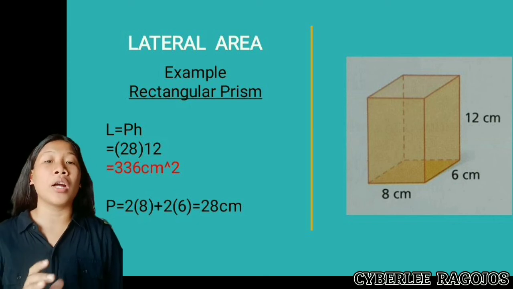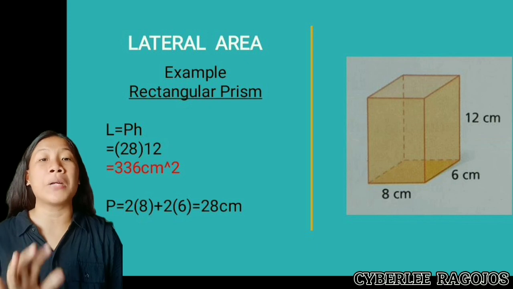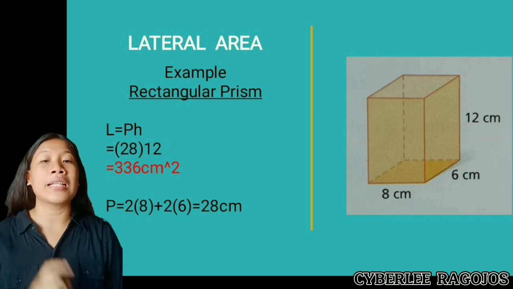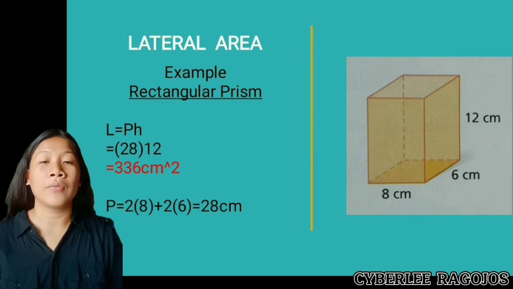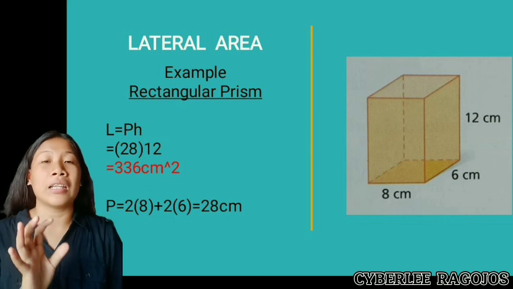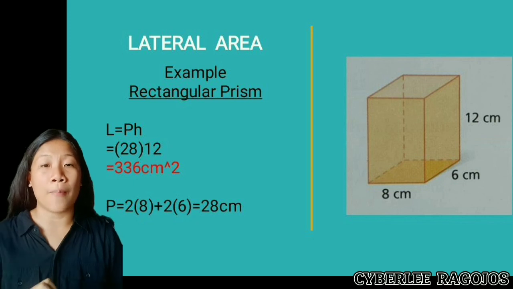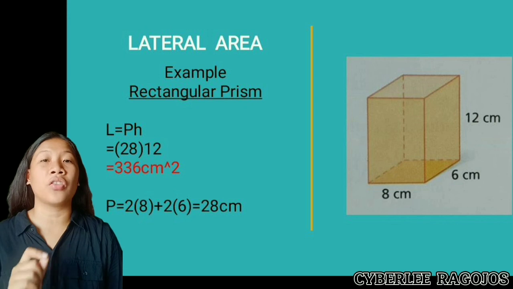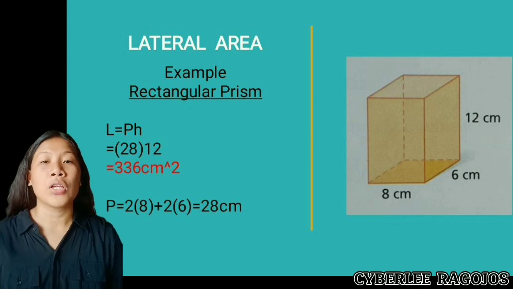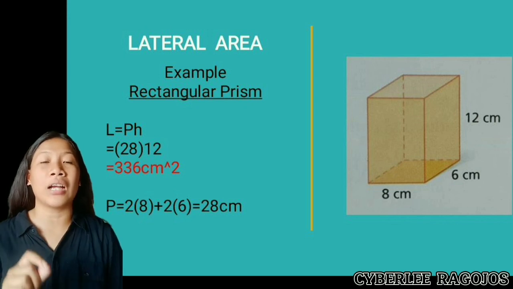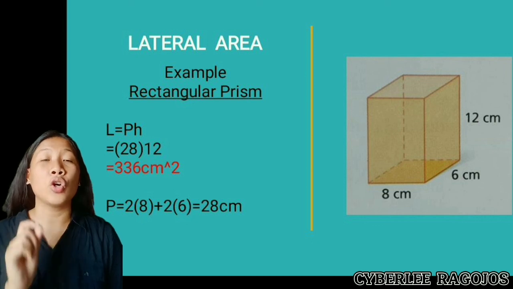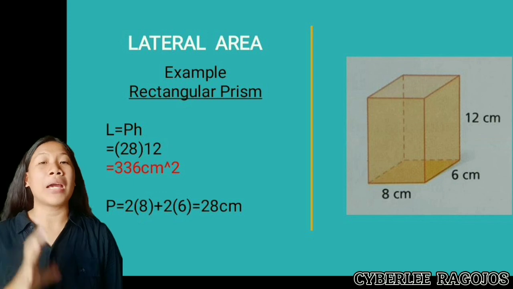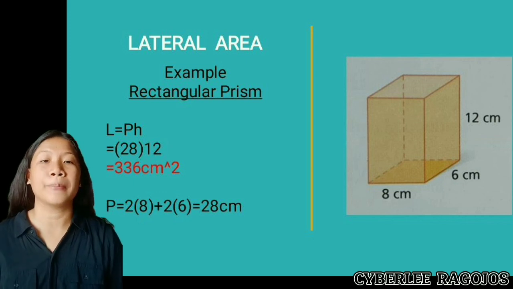Well, sa pagkuha naman natin sa height of the prism is kailangan lang nating tignan yung height na nasa rectangular prism na kung makikita natin is 12 cm. So, height times base which is 336 cm squared. So, sa pag-compute natin, huwag natin kakalimutan yung unit na nakalagay or yung unit na ilalagay natin para ma-identify natin ng mabuti.